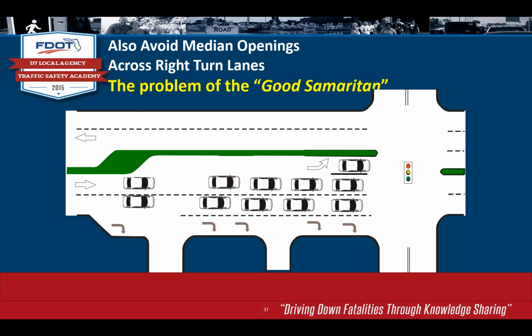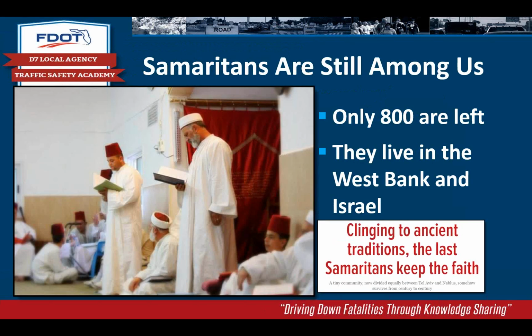But as we talk about the Good Samaritan, and if those of you who know something about the parable of the Good Samaritan, something that not a lot of people know is that there are still Samaritans. They're a small group, and they live in Israel and the West Bank, and have basically good relations with both Jews and Muslims. But it is a group that is very small, and as the report says here, they're clinging to their ancient traditions. But we still have Samaritans. I was surprised.